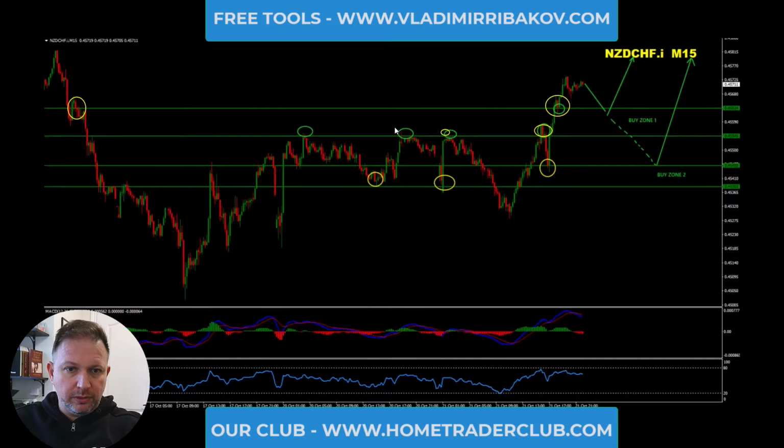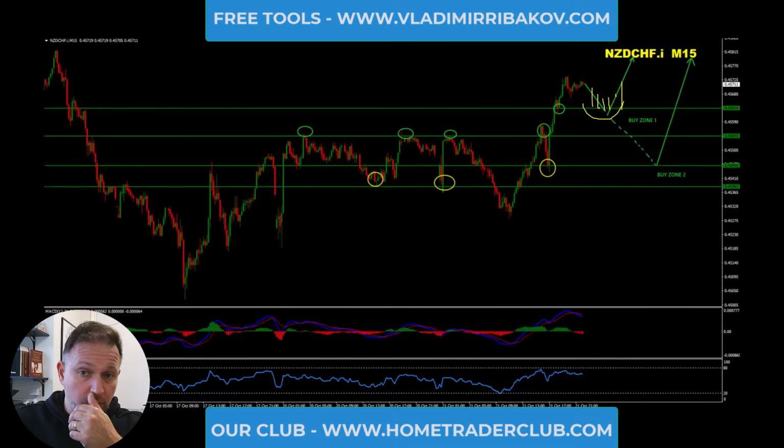Broken resistance, broken resistance, broken resistance all act as support. Perfect zone number 1. Similar here, the low in an uptrend acts as demand, perfect area. So what we want is once again price to get there, reject from lower highs and lower lows to higher highs, higher lows, and then we want to jump on a buy.